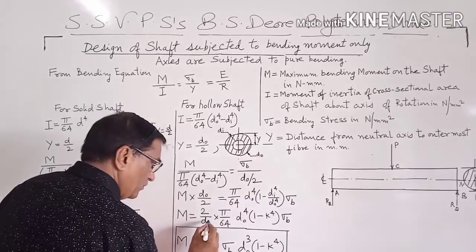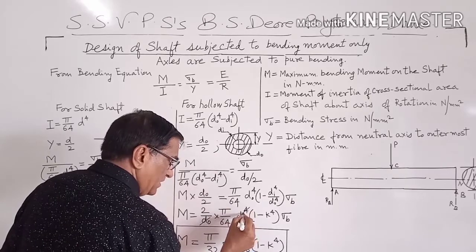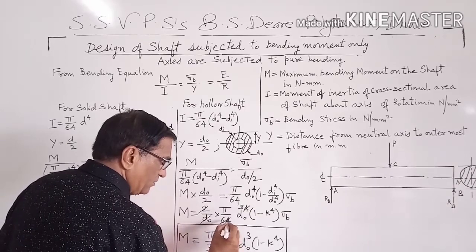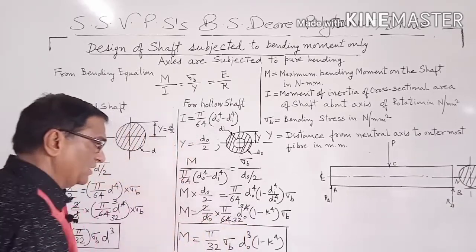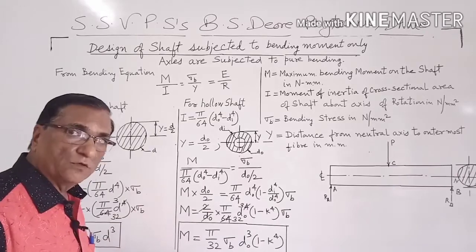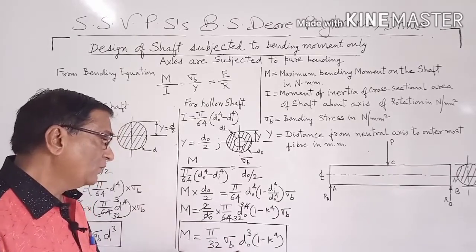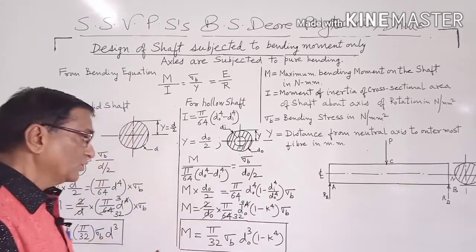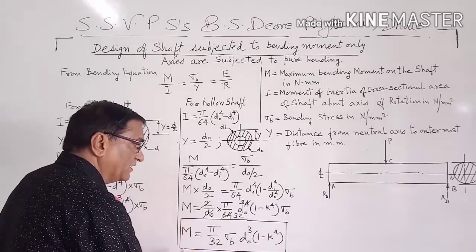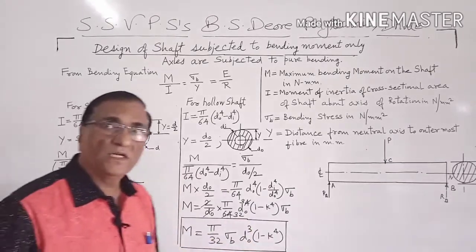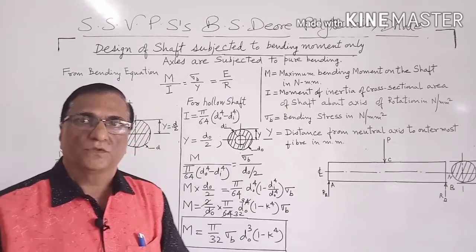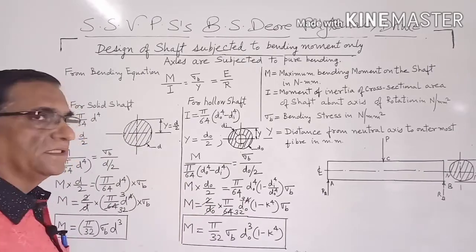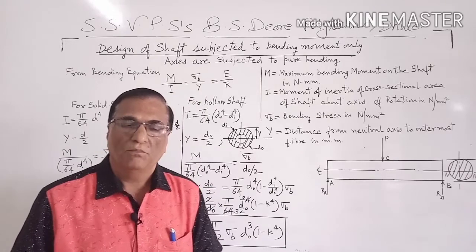Now do will cancel here, 3 will come here, 2 will cancel, instead of 64, 32 will come. So this equation will reduce to M is equal to pi by 32 sigma b do cube in the bracket 1 minus k raised to 4, bracket is complete. So this equation is used to find out the diameter of axle or shaft subjected to pure bending. So this is all about the design of axles or shaft subjected to pure bending.